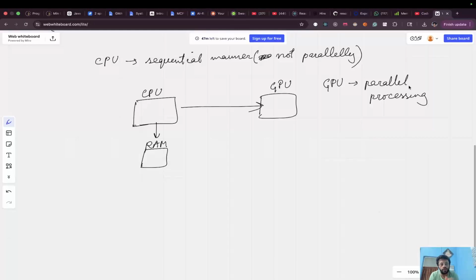Now, for GPU to do some operations, GPU also needs to store the data somewhere, isn't it? But GPU doesn't use RAM. GPU has a specific separate store which is called VRAM.